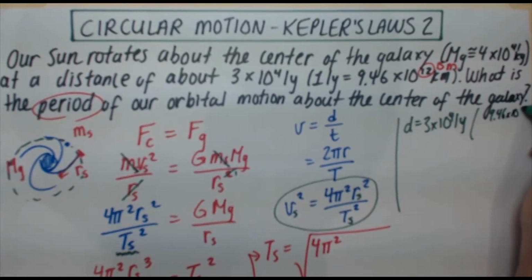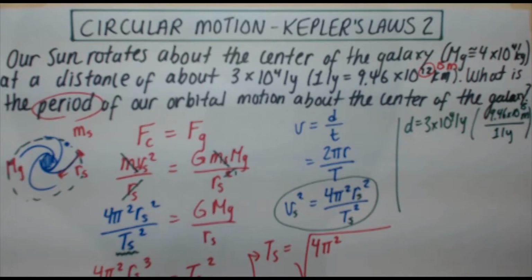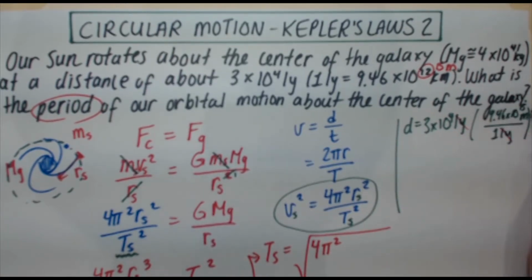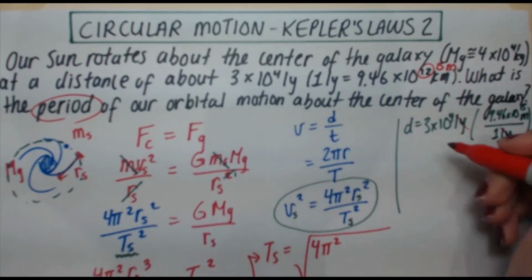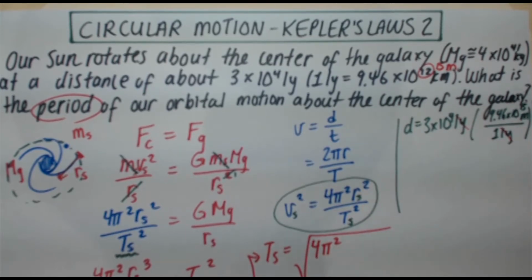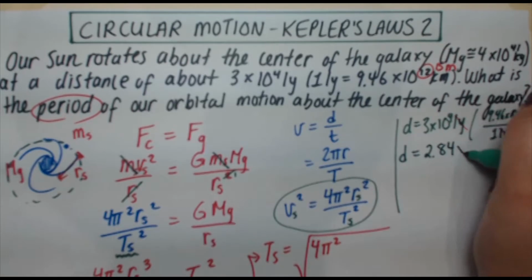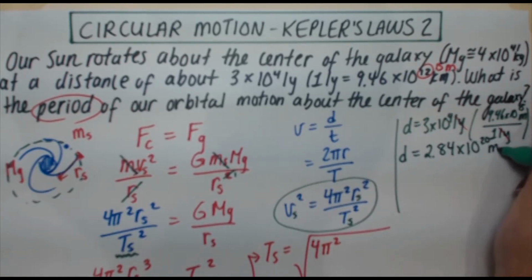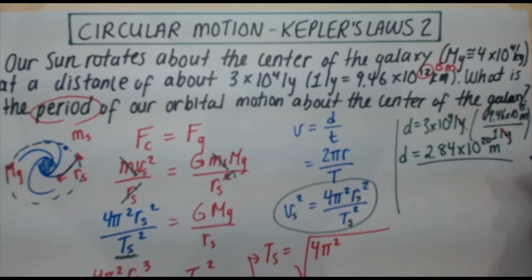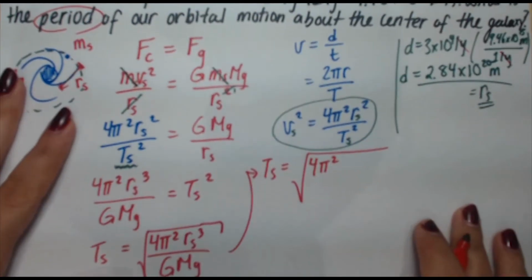9.46 times 10 to the 15 meters is equal to 1 light year. And when I do that, my light year units cancel out, and I'm left with this number times that number, which will give me the distance in meters. Okay, so you end up getting the distance is 2.84 times 10 to the 20 meters. And that's what I'm going to plug in. This is going to be my Rs. Okay, so let's plug that in over here.